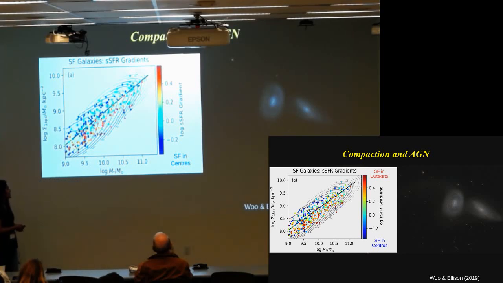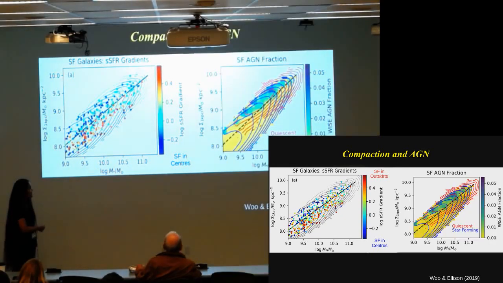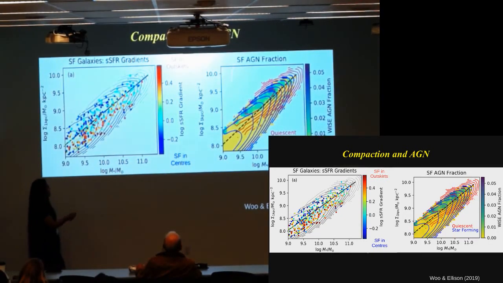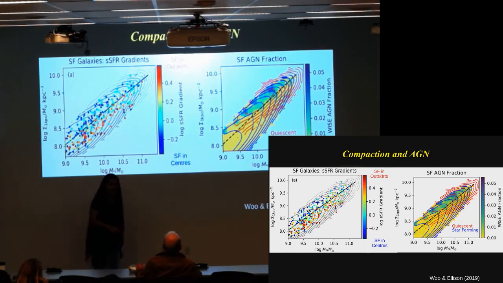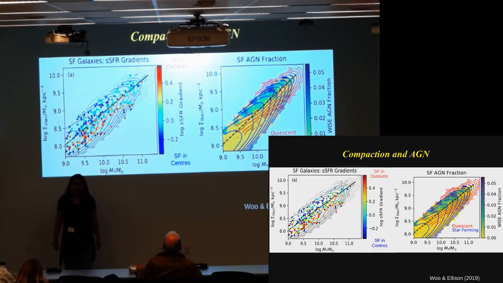And we did an infrared selection of AGN and plotted this plot color-coded by the AGN fraction. And voila. This is the same diagram, only star-forming isolated galaxies, and this is color-coded now by the AGN fraction as detected in WISE. The blue means higher fraction. So as you can see, the AGN fraction peaks above the line.